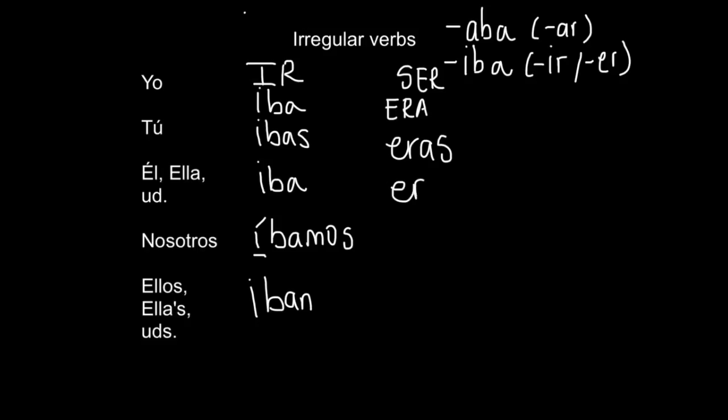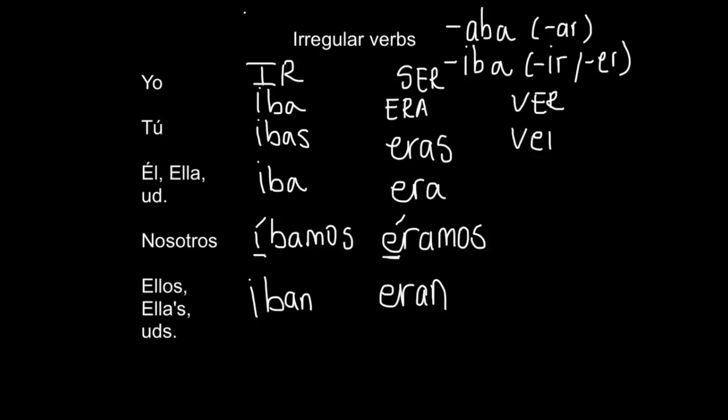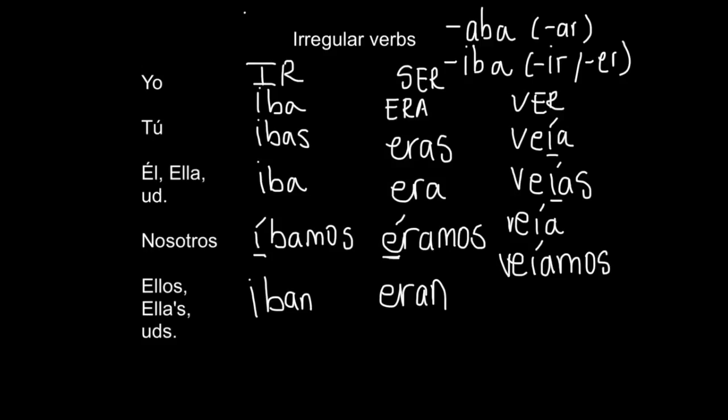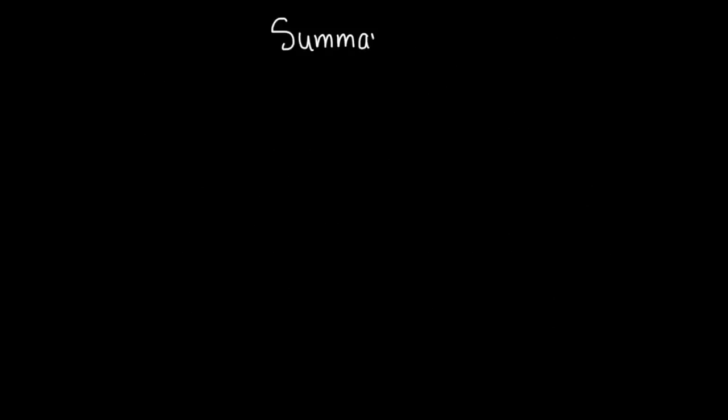The second irregular verb is ser. Yo era, tú eras, él, ella, usted era, nosotros éramos, ellos, ellas, ustedes eran. And again, notice the accent in the e, in the form of nosotros, éramos. And the last irregular verb is ver. Yo veía, tú veías, él, ella, usted veía, nosotros veíamos, ellos, ellas, ustedes veían. And notice that the verb ver has an accent in all the forms.